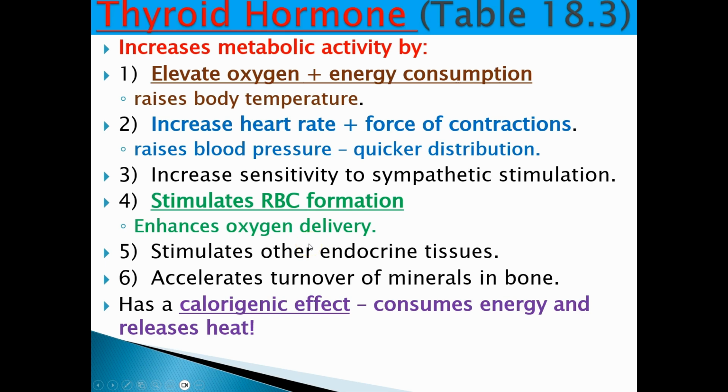And so overall, we say that the thyroid hormone has a calorigenic effect, and all that simply means is it consumes energy. And there you see the word calorie. I am big into prefix and suffix here, and here we have the prefix. That's the beginning of the word. Calorie here, or calorigenic, it's telling you it consumes calories to release heat. So you should be able to recognize a term like that.